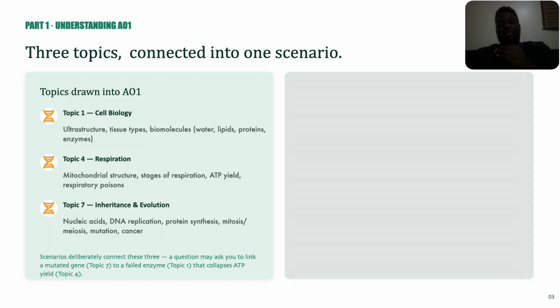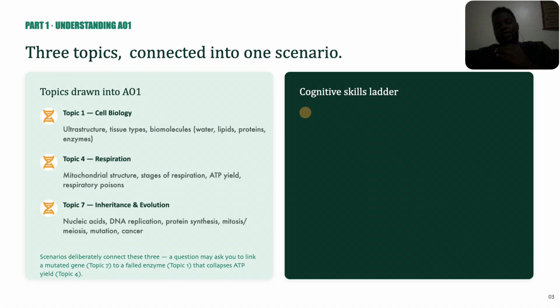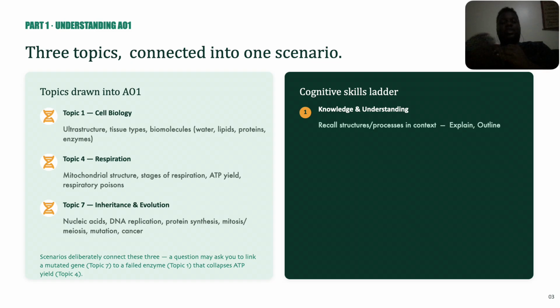Now, there are some skills that you're expected to have. The first skill is knowledge and understanding. You must, at bare minimum, recall different structures and the processes that are happening. For example, if we are talking about respiration, you must know where respiration happens, which is in the mitochondria. But to take that a notch higher, you must know where the different stages of respiration happen. For example, you must know that glycolysis happens in the cytoplasm. Without oxygen, the Krebs cycle and electron transport chain cannot proceed.